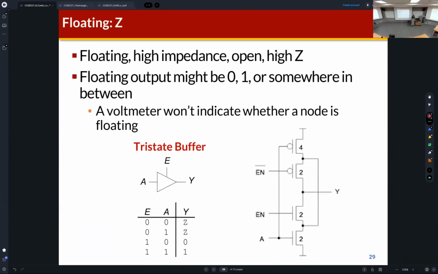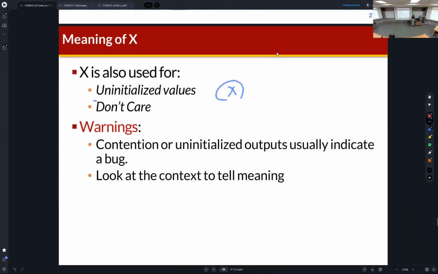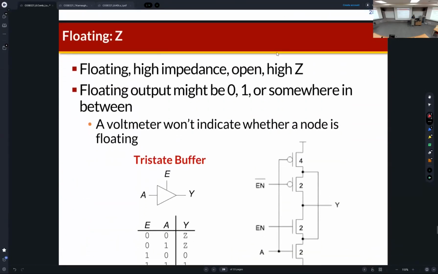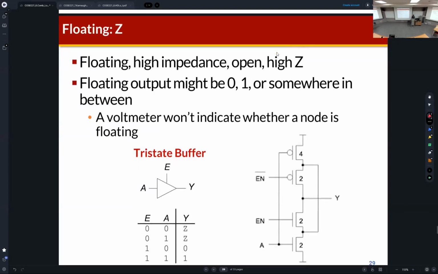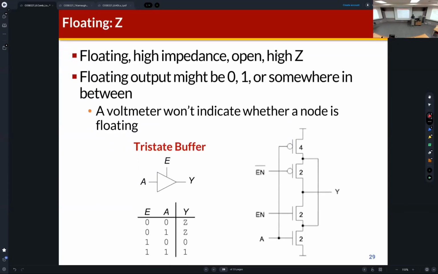Okay. Also, we can define another signal value Z. So Z means high impedance. So what does that mean?